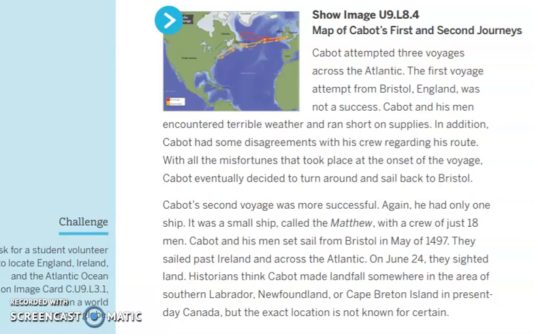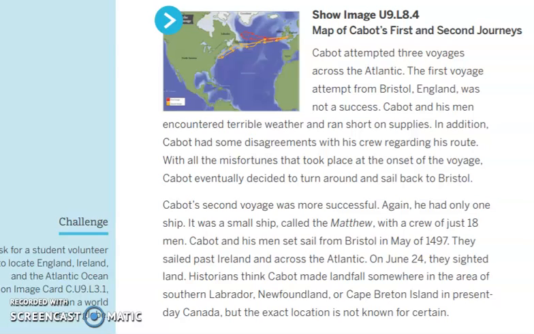Cabot attempted 3 voyages across the Atlantic. The first voyage, attempted from Bristol, England, was not successful. Cabot and his men encountered terrible weather and ran short on supplies. In addition, Cabot had some disagreements with his crew regarding his route. With all the misfortunes that took place at the onset of the voyage, Cabot eventually decided to turn around and sail back to Bristol.